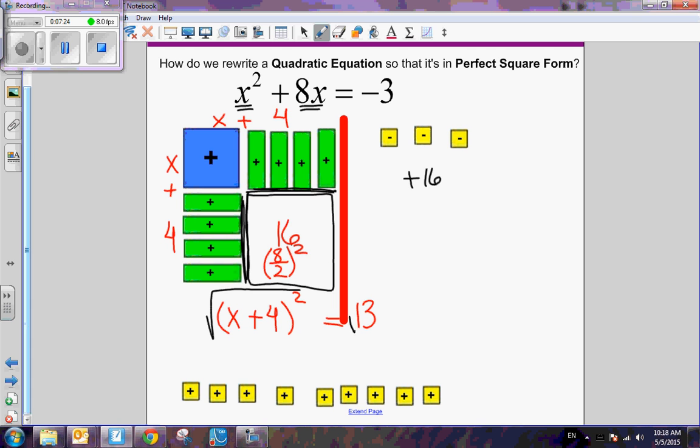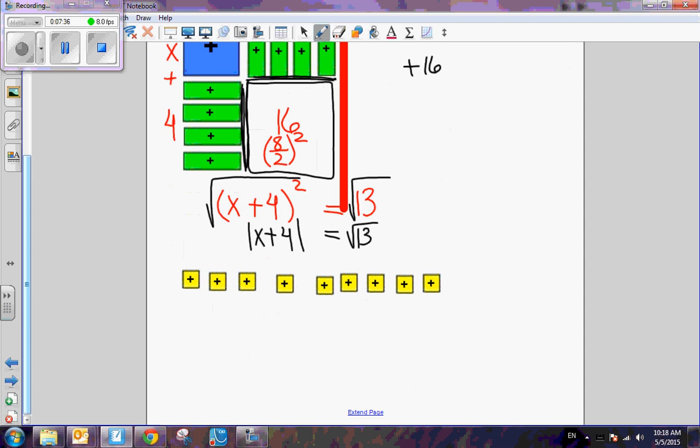So we would take the square root of both sides, and I get the absolute value of x plus 4, because we know that the square root of a quantity squared is its absolute value, and that equals the square root of 13. Okay, now we have to undo the absolute value. So we have x plus 4 is equal to plus or minus radical 13.